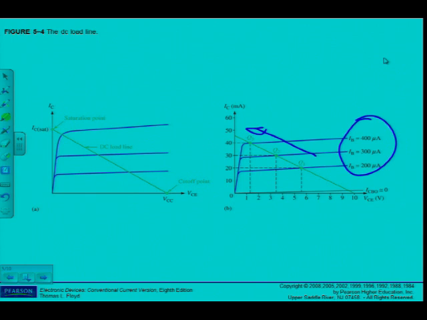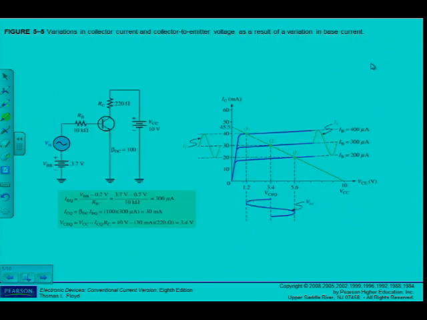But remember, I have to remain between the cutoff and saturation points. I have to keep that in mind. I want a linear amplifier. I don't want signals to get lost. Here you can see the signals being applied on the base, and if the Q point is in the middle of the load line as indicated here, I will not have distortion.